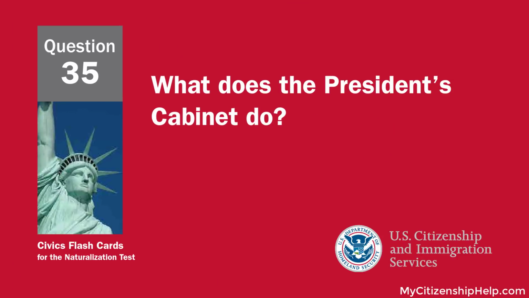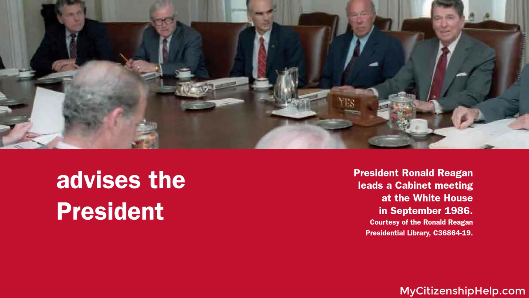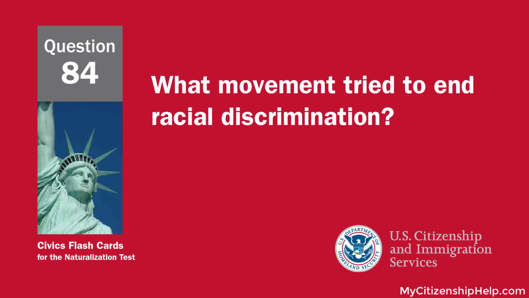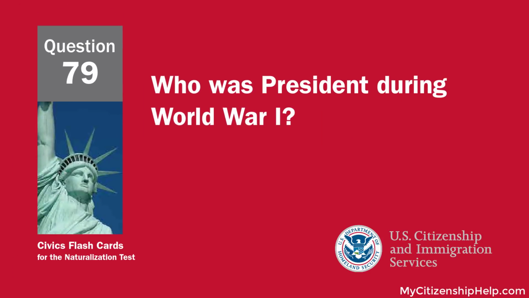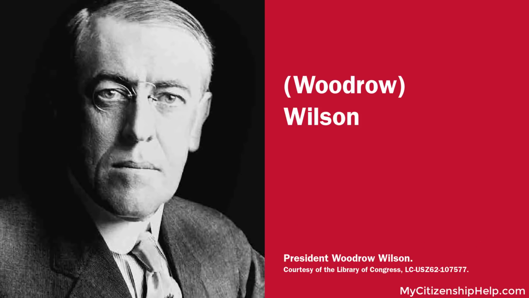What does the President's Cabinet do? Advises the President. What movement tried to end racial discrimination? Civil Rights Movement. Who was president during World War I? Woodrow Wilson.